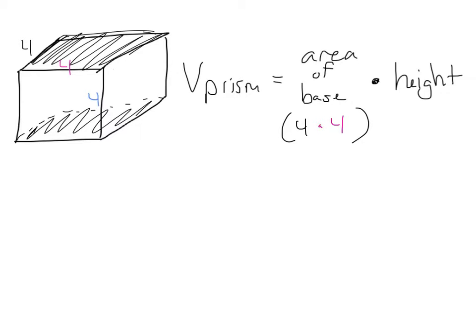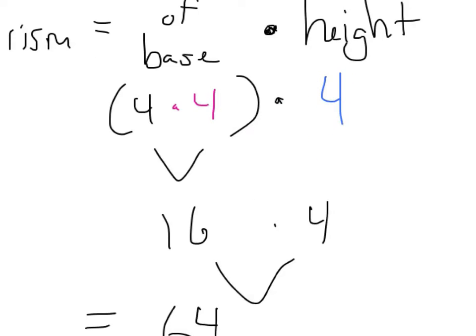Then we multiply that by our height, which is right there, the blue 4. So 4 times 4 is 16 times that other 4. The volume of that prism would equal 64. Okay, but we have to think about what we're talking about here. Before I even calculated this 4 times 4, we were talking about 4 centimeters times 4 centimeters times 4 centimeters.